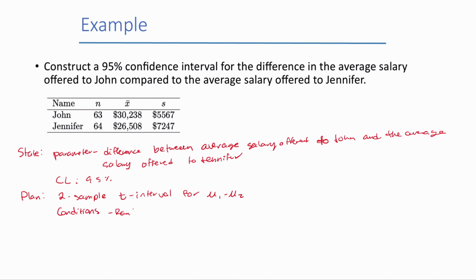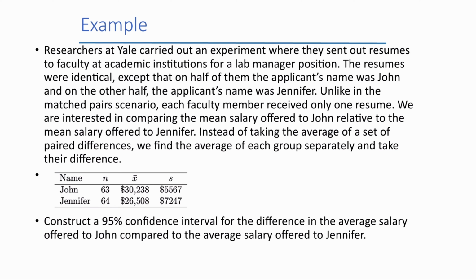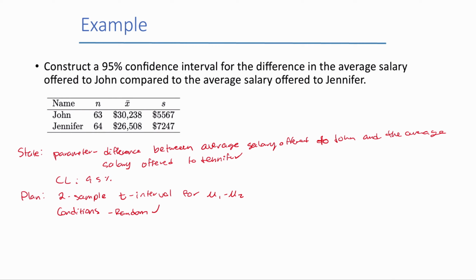Is it random? Yes. It doesn't say how in the specific part, but in the full write-up of the experiment, it was random. Independent? It was independent. And we have n1 is greater than 30 and n2 is greater than 30. So that's our conditions.